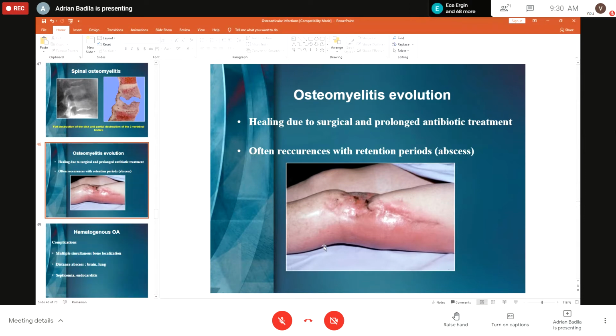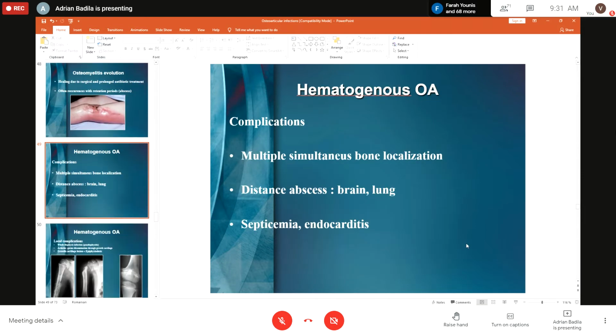The evolution will be towards healing if you treat it well with surgical and prolonged antibiotic treatment, but it can also have recurrences and evolution towards abscess. The complications are multiple bone localization, abscesses in distant sites like at the level of the brain or of the lung, septicemia, and endocarditis.